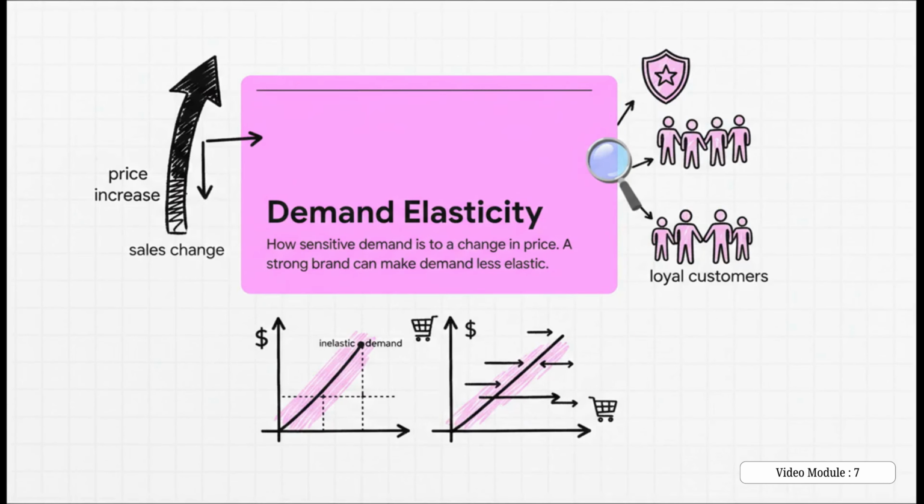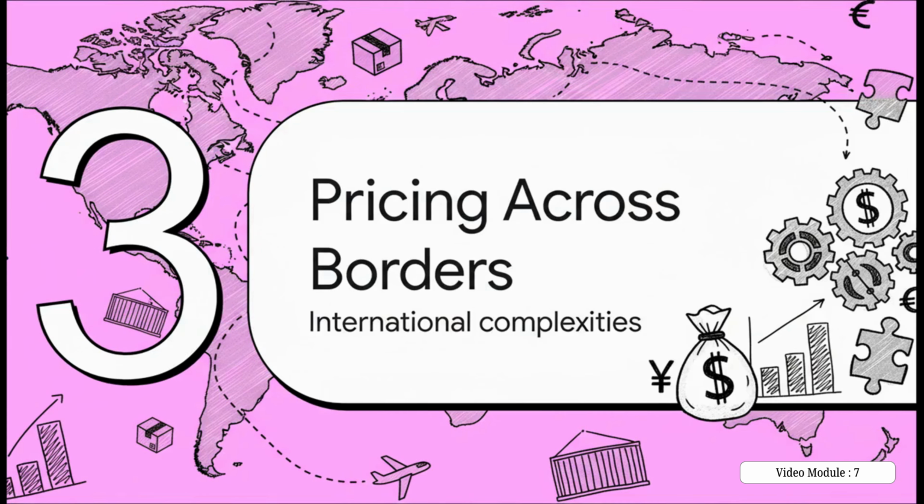And finally, there's this idea of elasticity. All this really means is, how much will sales change if the price goes up or down? If you have a super strong brand with really loyal customers, you can often raise your prices a bit without losing too many people. We'd say the demand for that product is less elastic. So we have our basic building blocks: cost, supply and demand, and elasticity.